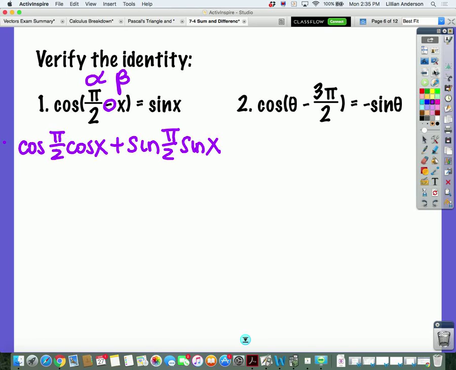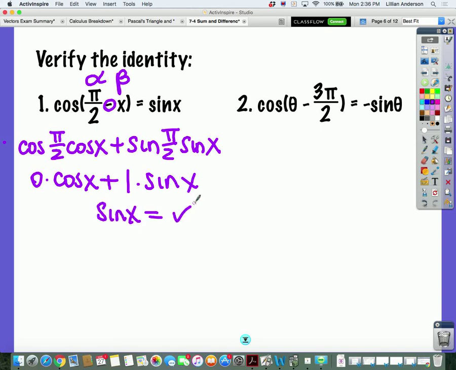What's the cosine of pi over 2? Zero. So this is 0 times the cosine of x. What's the sine of pi over 2? 1 times sine of x. So it does indeed equal sine x. We have just verified this identity because 0 times cosine x cancels out. That's why it equals sine.